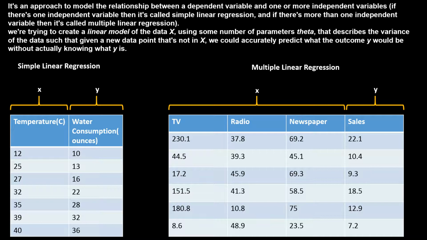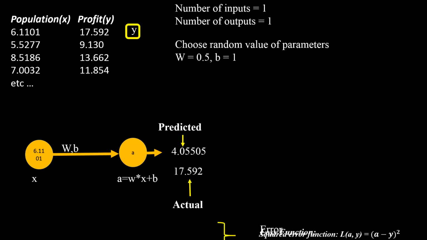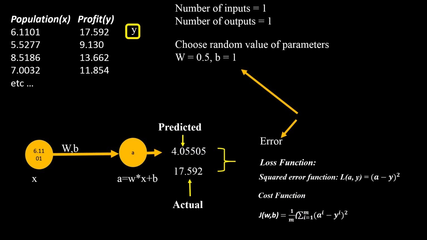If there is a single variable or single independent input, as here on the left, then we call it simple linear regression. And if we have multi-dimensional input, like here TV, radio, newspaper, then we call it multiple linear regression. If you haven't watched the previous video, I encourage you to go and have a look at that. Then we discussed how this linear regression model can be trained with gradient descent.